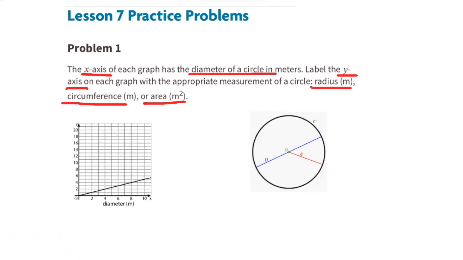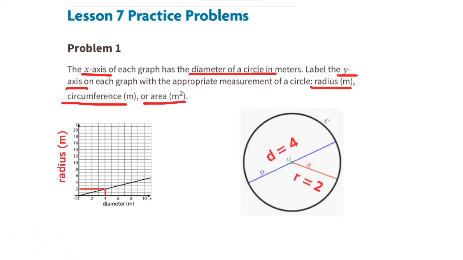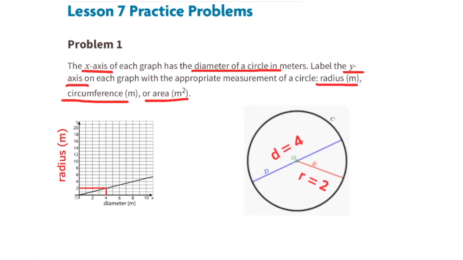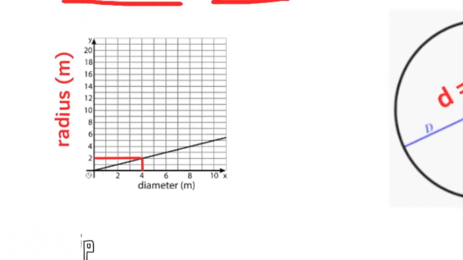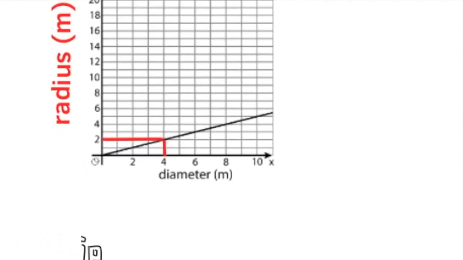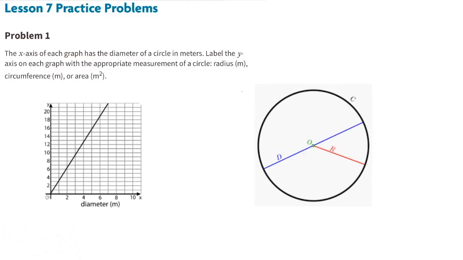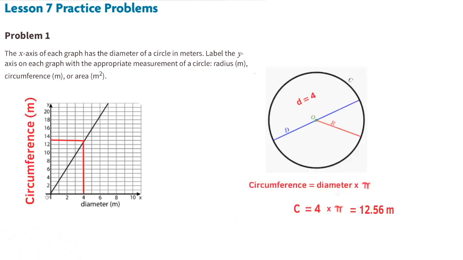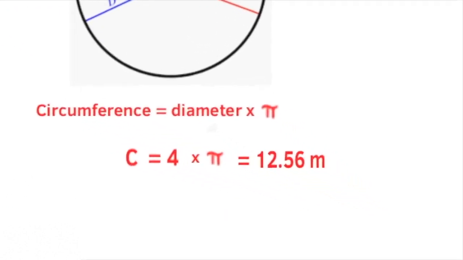The second graph shows the relationship between the diameter and the radius. It is a proportional relationship, and the constant of proportionality is 1/2. The third graph shows the relationship between the diameter and the circumference. It is a proportional relationship, and the constant of proportionality is pi.